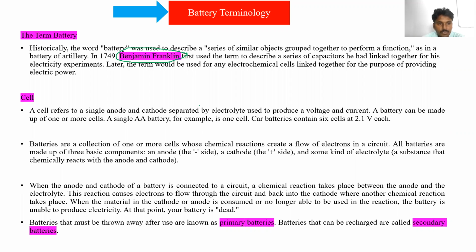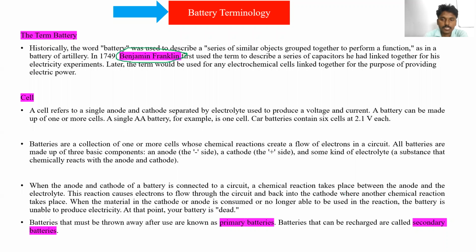All batteries are made up of three basic components: the anode, represented by minus; the cathode, represented by plus; and some kind of electrolyte substance that chemically reacts with the anode and cathode. When the anode and cathode of a battery are connected to a circuit, a chemical reaction takes place.